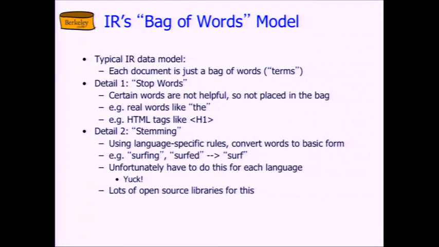I can imagine how you do it in some other languages I speak. But it's not like every language has suffixes for conjugation. So this has to be done on a language-by-language basis, which is gross. But there are open source libraries for this. It's one of these things that's useful enough that people have done it by hook or by crook. Okay, so in the end, your document is a bag of stemmed words minus the stop words, right?